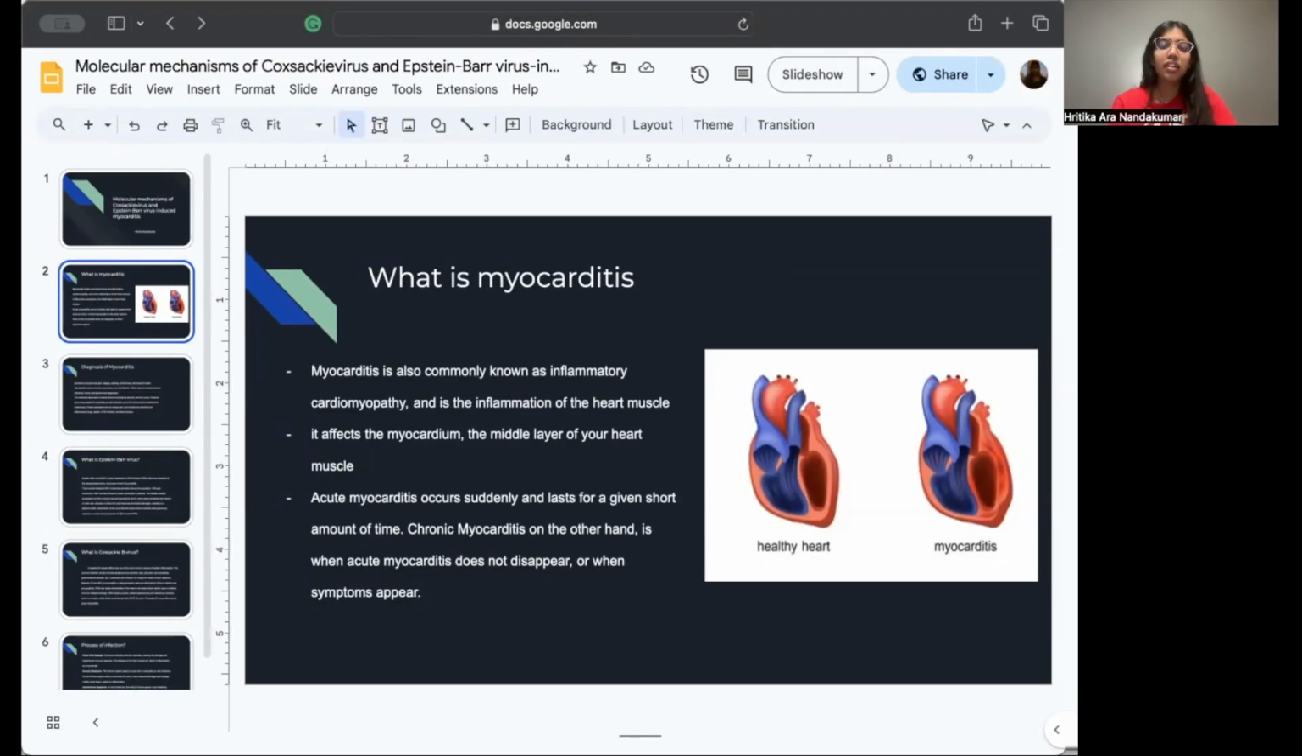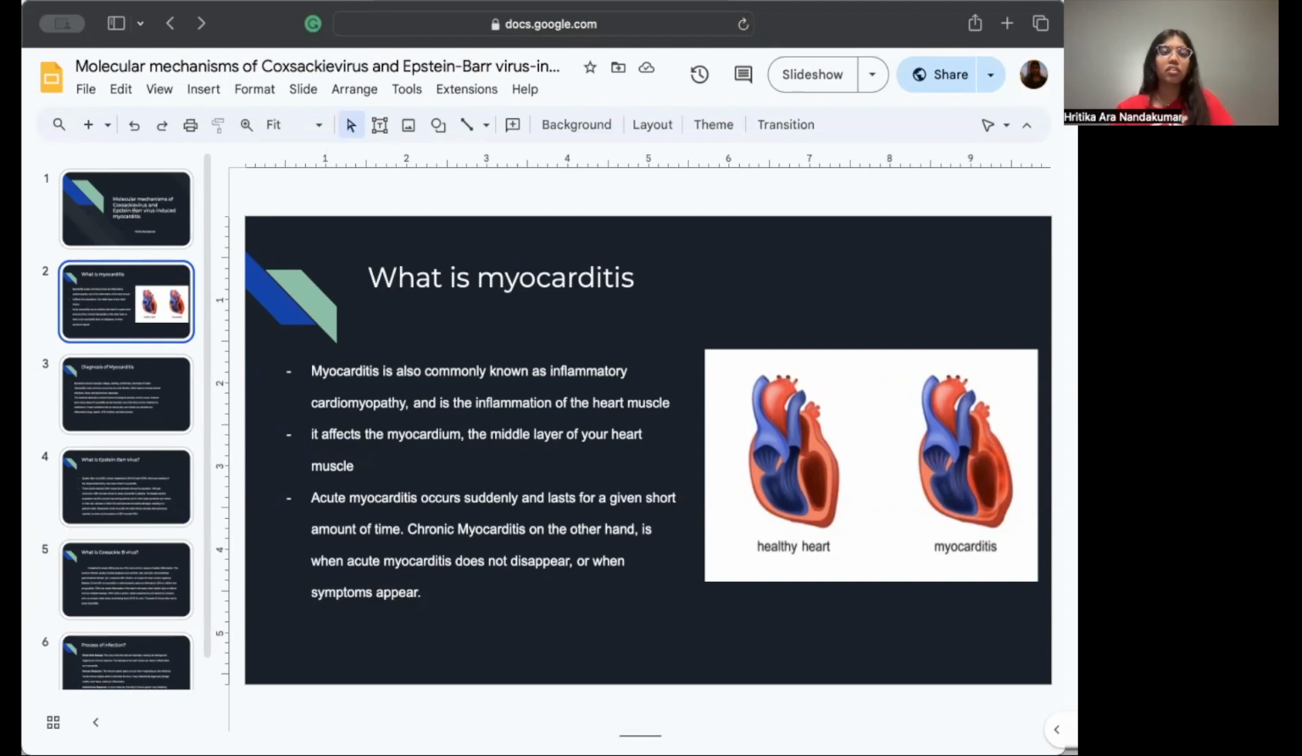So, what exactly is myocarditis? Myocarditis is commonly known as inflammatory cardiomyopathy and is the inflammation of the heart muscle. To be specific, it affects the myocardium, the middle layer of your heart muscle. Cardiomyopathy is the classification of diseases that affect the heart muscle specifically.